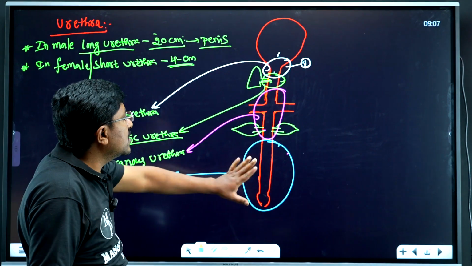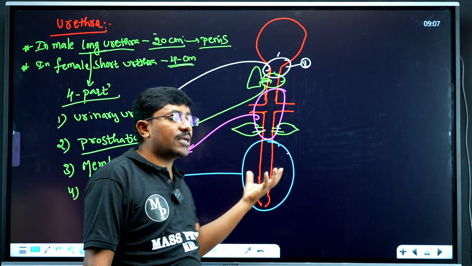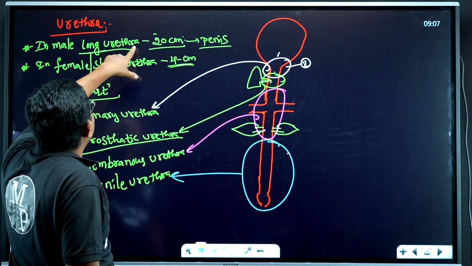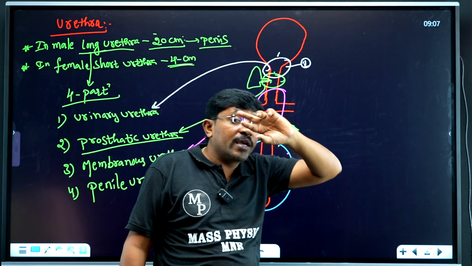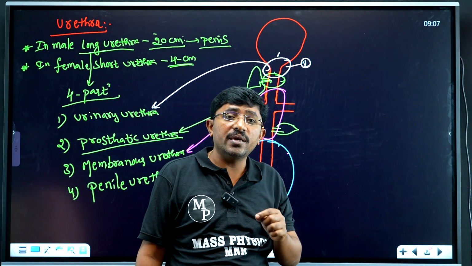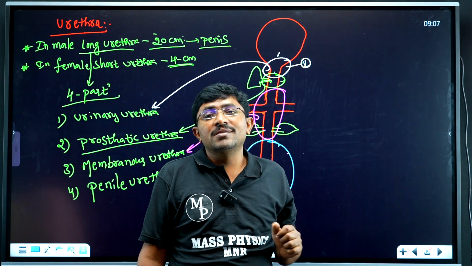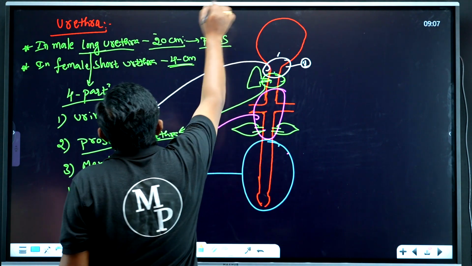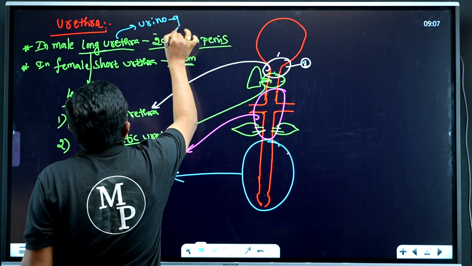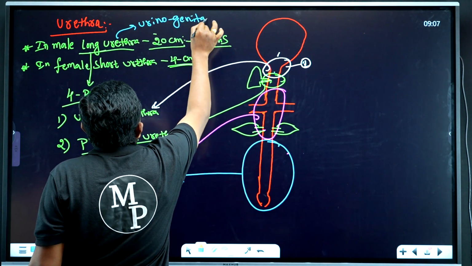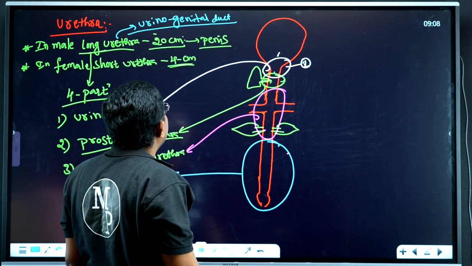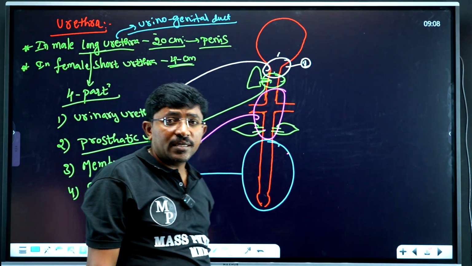The penile urethra is very long. That's why in the male reproductive system, a long urethra is there. Based on the urethra, the male reproductive system is also called by one more name, the urinogenital system, and this duct is the urinogenital duct. What is the reason this duct is called the urinogenital duct?